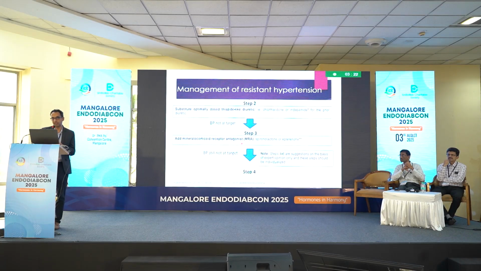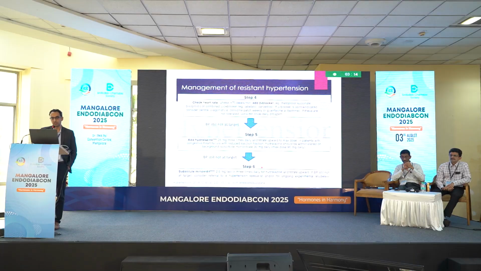If the patient is not tolerating spironolactone due to painful gynecomastia or hypogonadism symptoms in males, you can switch over to eplerenone. Still BP not on target, you can go to step 4. Step 4, you can look at the pulse rate. If pulse rate is more than 70, you can add a beta blocker, either metoprolol or bisoprolol, or you can use an alpha beta blocker like labetalol or carvedilol. And if there is any contraindication to beta blocker, you can add clonidine. The other option is diltiazem.